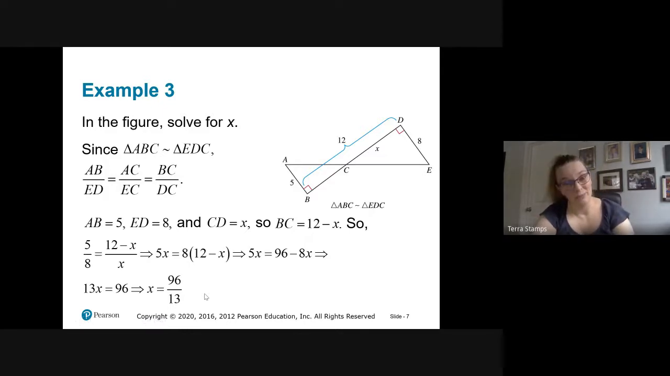I liked this example because you got a nasty answer like that. I wanted to show you guys that you don't always have to get nice whole numbers. It is possible to get some messy fractions.